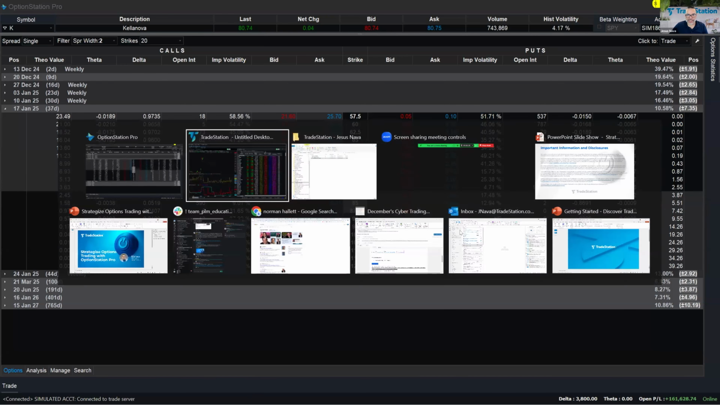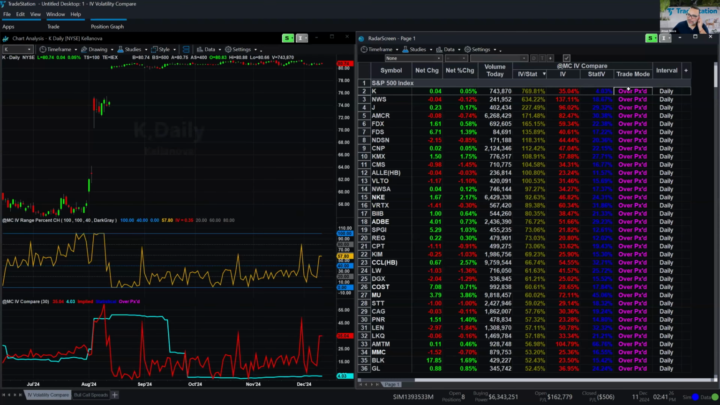So if I go back to TradeStation, that's one of the examples where the data doesn't really help us determine if the prices are underpriced or overpriced. I was going to say the same thing, this 769% just seems odd, like an anomaly. And it just means that there's not enough data for it to do a fair comparison.